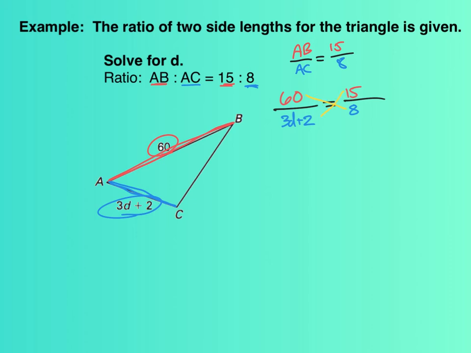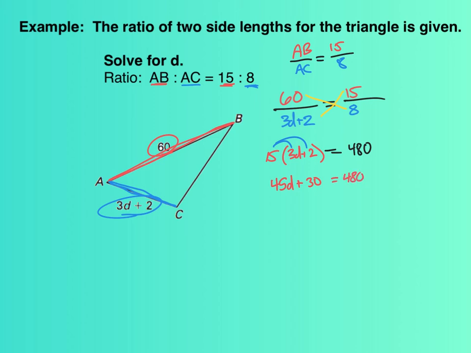So that is going to be then 15 multiplied by 3D plus 2. And that will equal 60 times 8, which is then 480, 48 and a 0. All right, I have to distribute the 15. Then I will get a 45D plus 30 equal to 480.